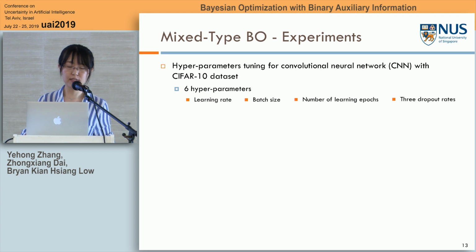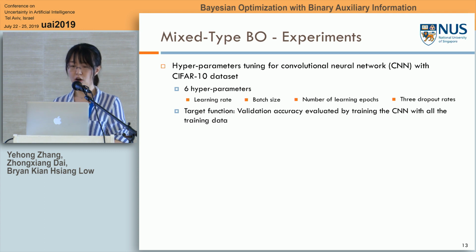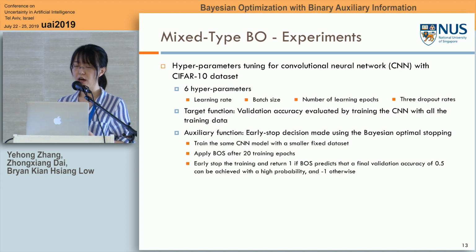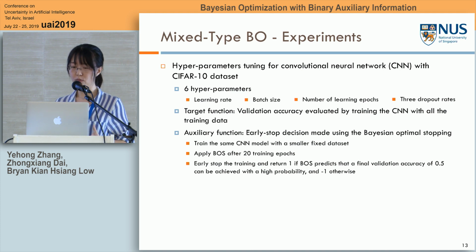The first experiment is hyperparameter tuning of the CNN model with the CIFAR-10 data set. Here we have 6 hyperparameters, and the target output is the validation accuracy evaluated by training the CNN using all the training data. For the auxiliary function, we construct the binary output by using the early stop decision. To be more specific, we train the CNN model using 20% of the training data, and then apply Bayesian optimal stopping after 20 training epochs.